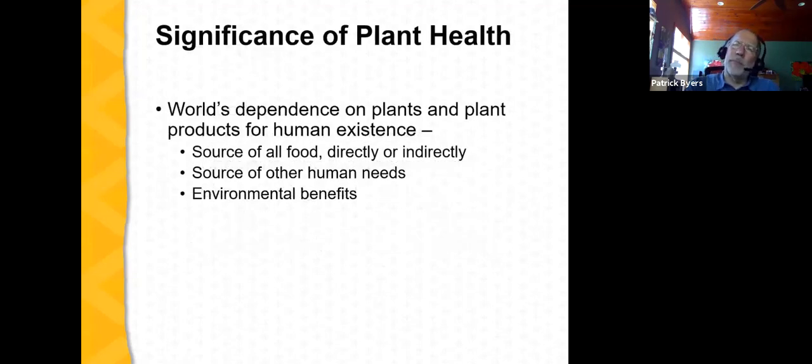So is plant health important? Is it important that we consider those things that can impact and limit plant health? Well, the answer certainly is yes. We depend upon plants. We depend upon plants and plant products for our existence as humans.